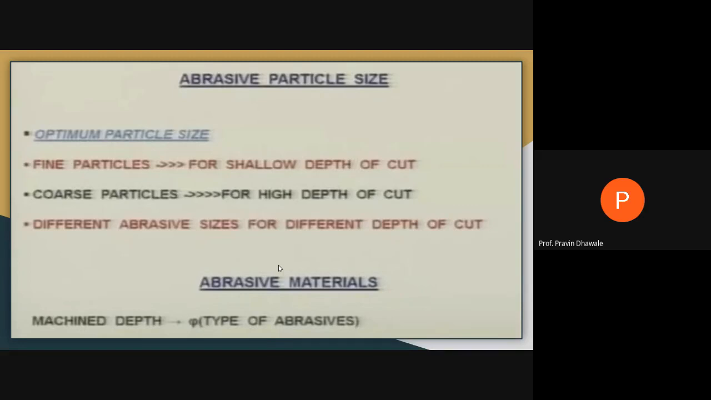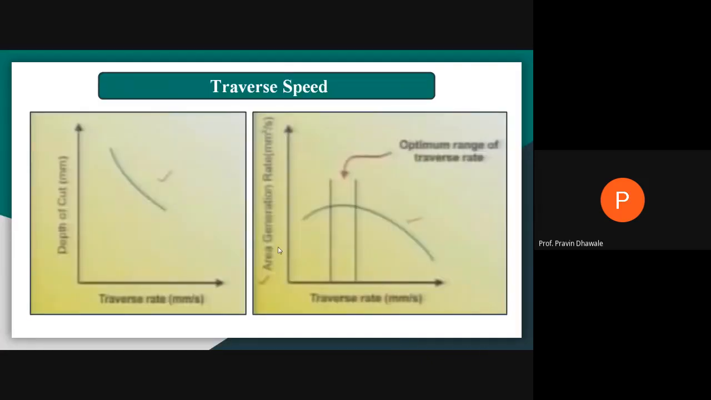Just read this slide. Diagram is not clear image is not available in this diagram.